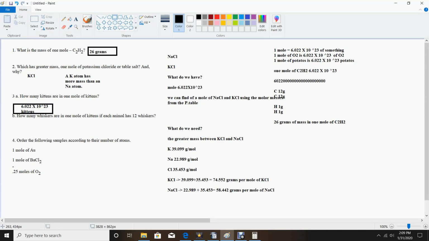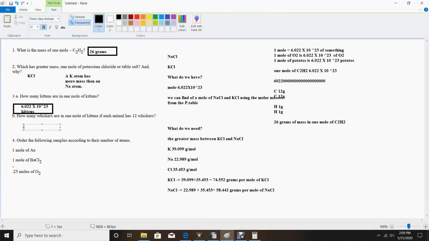How many whiskers are in 1 mole of kittens if each animal has 12 whiskers? Well, 1 mole of kittens is this many kittens. And just for fun, this time I'm going to do it without scientific notation again. So let's start with 1 mole of kittens. That is 6022, there's a decimal place there, and 20 more zeros. 1 mole of kittens is that many kittens. We established that in the other problem.